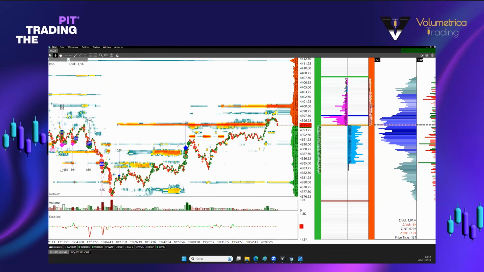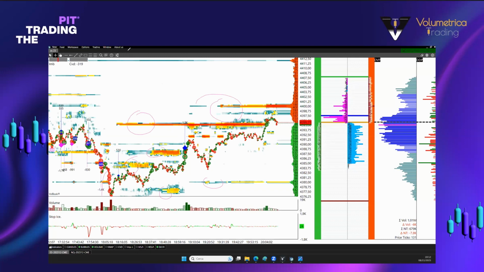But the main feature about a heat map chart is that it comes with those colored bands in different areas of the chart. What do these bands represent? Well, basically, Heatmap is specifically thought to give a visual representation of the order book.